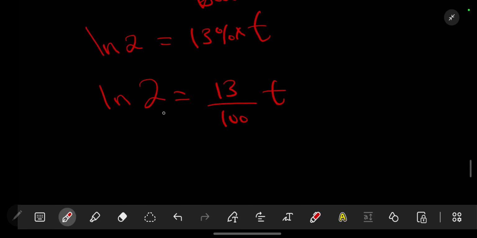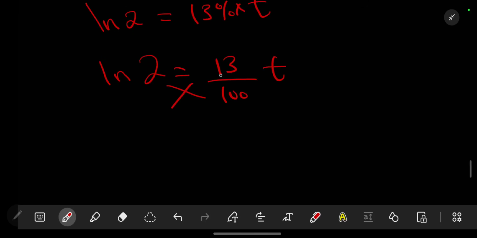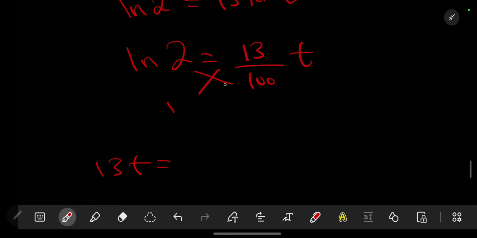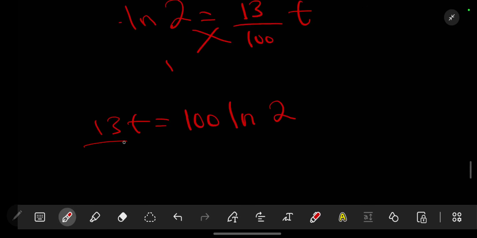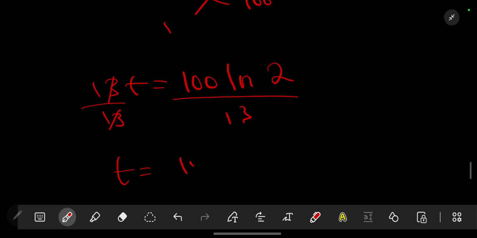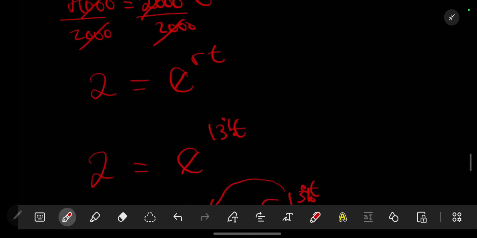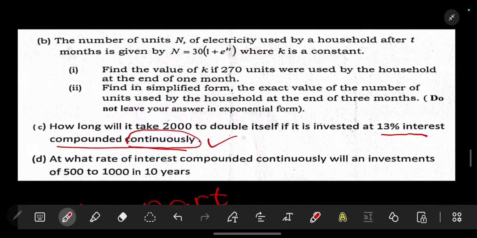From here we are going to cross multiply. It will be 13 times the 1, so it will be 13t should be equal to, this 100 you are not going to multiply by 2, but it will come in front, so it will be 100 ln of 2. We divide by 13, so our t should be equal to 100 ln of 2 over 13, like that. So this is our time. So this is what we have. So expect such questions. This can carry 5 marks.